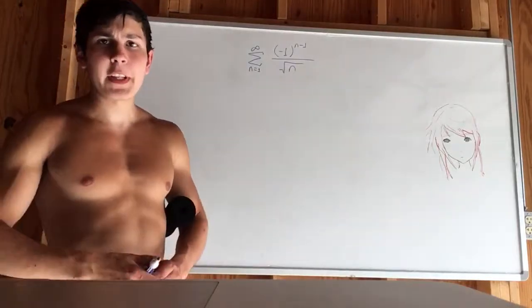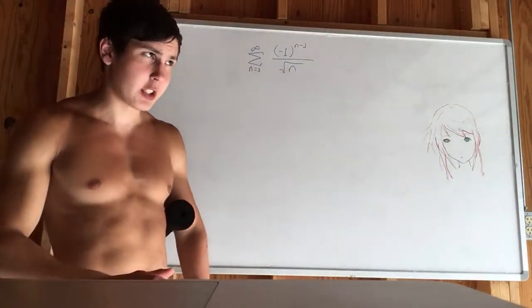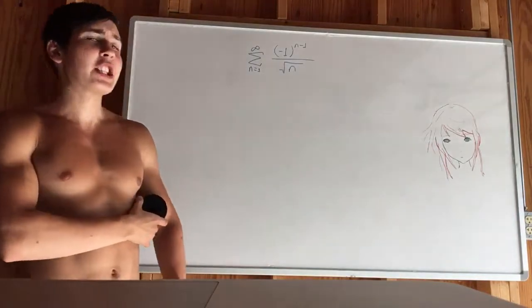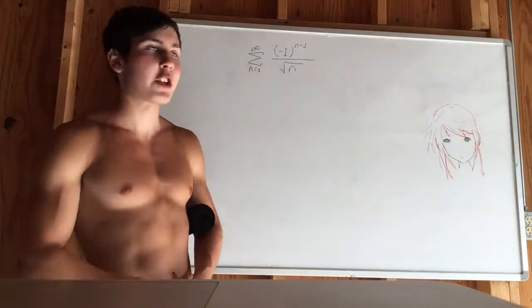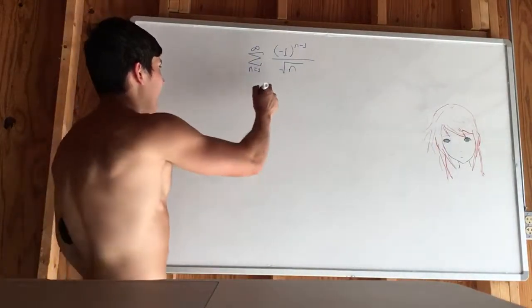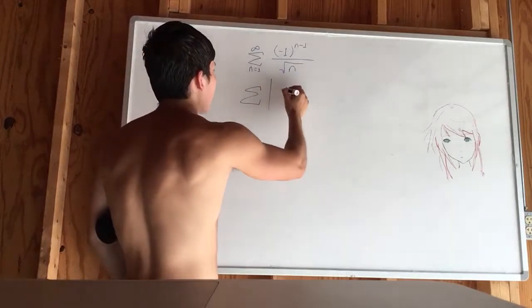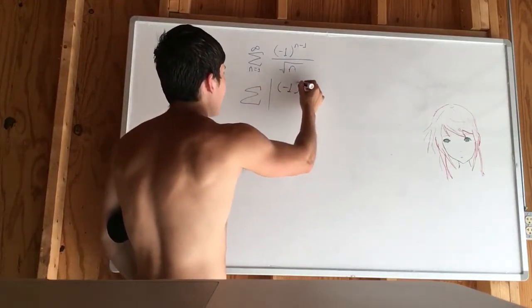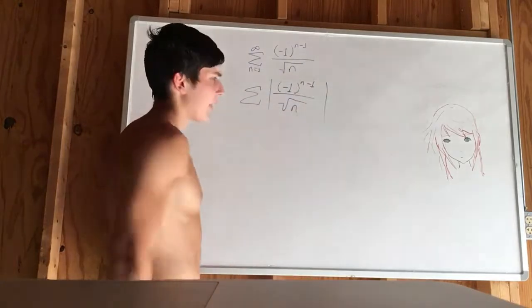We want to determine if this series is absolutely convergent or conditionally convergent. So what we want to do is check for absolute convergence first, because absolute convergence implies convergence. So let's take the absolute value of this series. So we would have (-1)^(n-1), and we're going to take the absolute value of this.